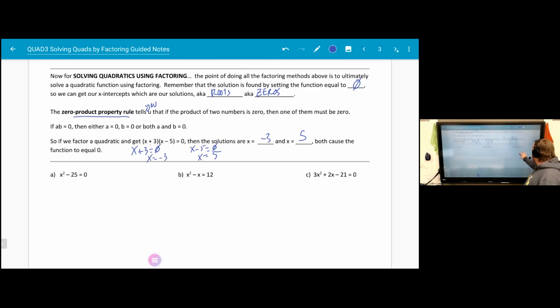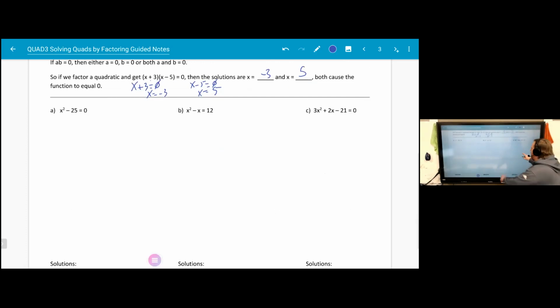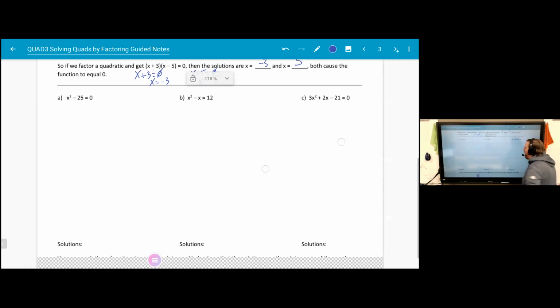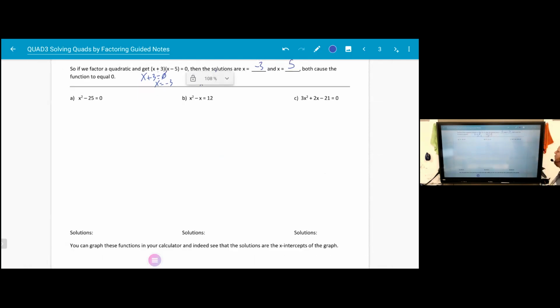Now here we go. We've got 3 practice problems. Remember that it's got to be everything on the same side and equal to 0. Everything on the same side and equal to 0. I'm going to do these 3 problems, and then you've got some practice to work on. Okay, let's do this one.